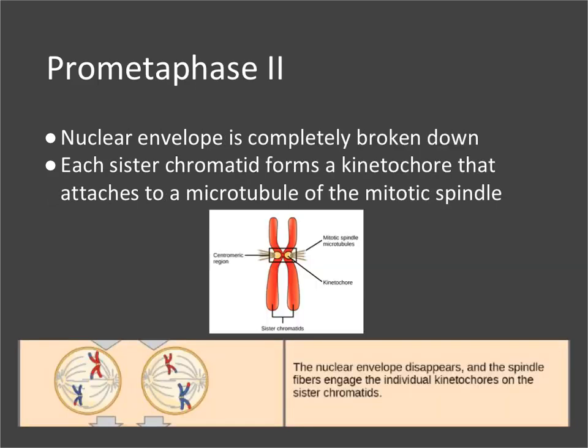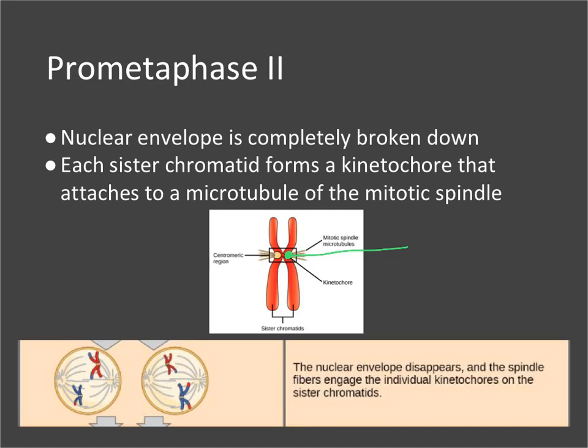Prometaphase 2 is also similar to prometaphase in mitosis and meiosis I, in which the nuclear envelope is completely broken down by this point. And in this case, each sister chromatid forms a kinetochore. And remember, the kinetochore is just this little attachment spot right here for the mitotic spindle fibers to attach to. Now, this is a little bit different from prometaphase 1 because remember that during meiosis I, we were separating the homologous chromosomes. And in prometaphase 2, we're separating the sister chromatids.